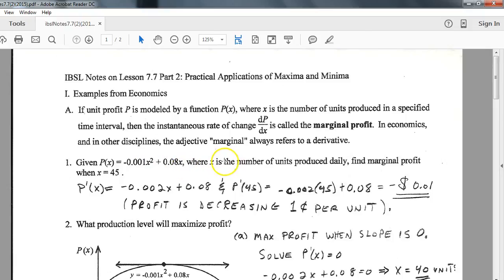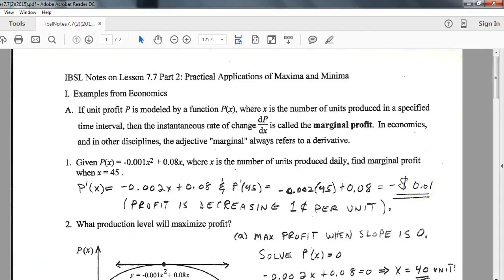They're saying x is a certain number of units produced daily. So let's just say we're selling granola bars here. If we were to produce granola bars and sell them, we're taking a look at the profit when we sold 45 granola bars. We're looking at what happens to our profit. So remember, marginal profit tells us we're looking for the rate of change of profit. And that's where the derivative comes into play. If we took the first derivative of our profit function, and we sub in the value for x, which in this case was 45, you can see this is the result that we would see.